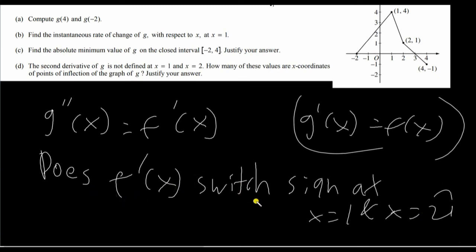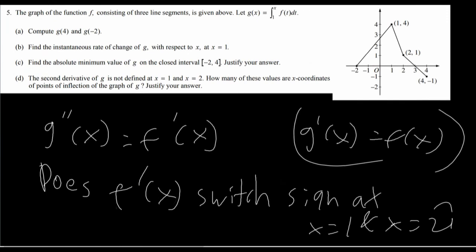And what does it mean when f prime of x switches sign? That means the derivative goes from positive to negative or negative to positive. And what does that mean when the derivative switches sign? It means the slope switches sign. And so the slope goes from increasing to decreasing or decreasing to increasing. Right? So now just look at the graph here and see what's going on with the slopes. From negative 2 to 1, the slope is positive because it's going up. From 1 to 2, the slope is negative because it's going down. And then from 2 to 4, it's still negative, it's still going down.